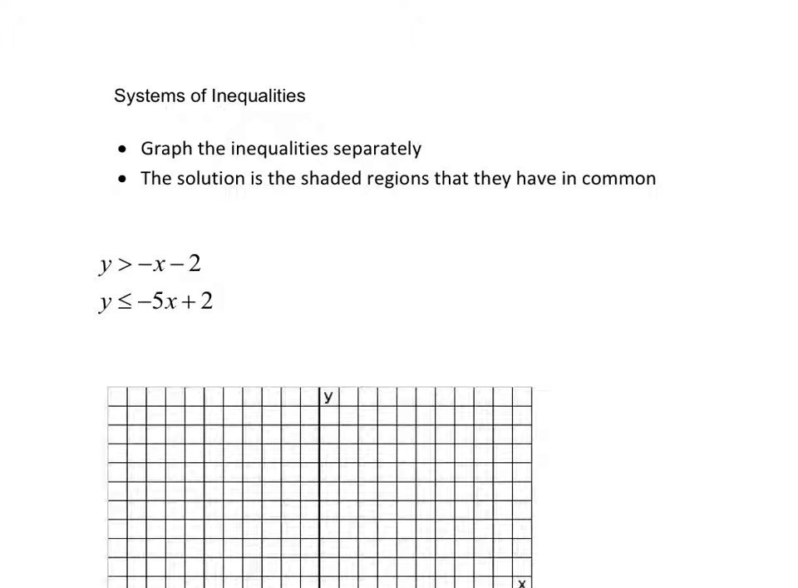This standard is about finding solutions to systems of inequalities. We're going to graph the inequalities separately. We learned in a previous standard how to graph an inequality. You may recall when you graph an inequality, you're going to shade above or below the line, and the solution is going to be a region on the coordinate plane. So the solution to a system of inequalities is going to be the shaded regions that both inequalities have in common. So let's try one.